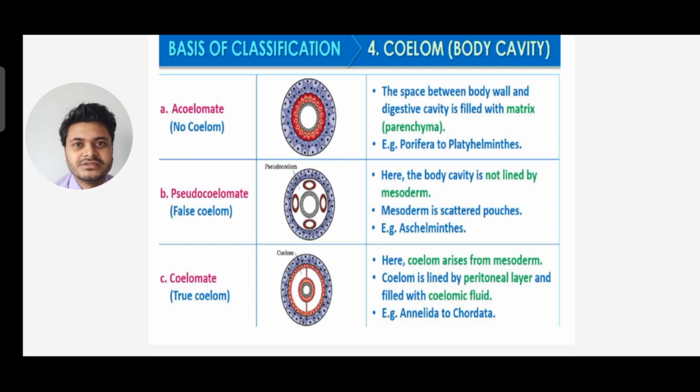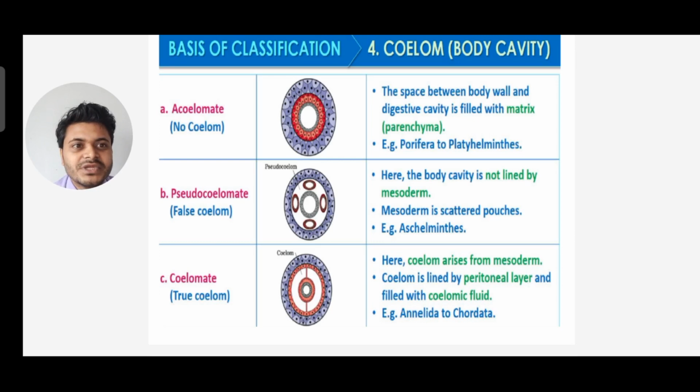And in pseudocoelom, the body cavity is not lined by mesoderm. So mesoderm is scattered in pouches. Example, Aschelminthes we can see. You see the mesoderm scattered into pouches. That's why it's pseudocoelomate. Example is Aschelminthes.